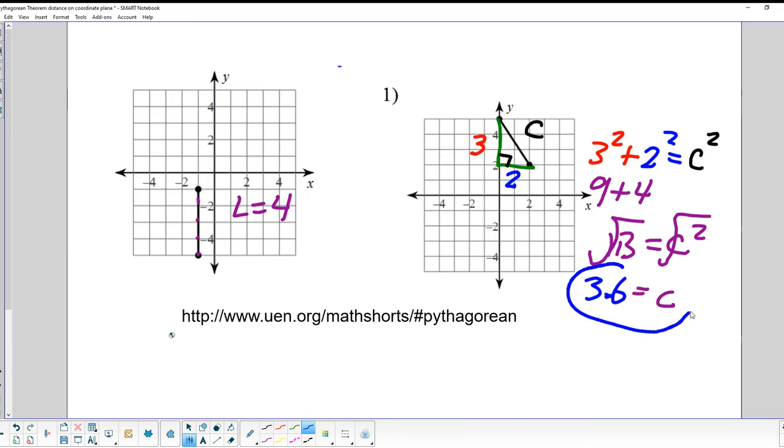So there you go. There's your distance, approximate distance in this case. All right, so let's keep moving. Let's try a couple more of those. Those won't look too bad.